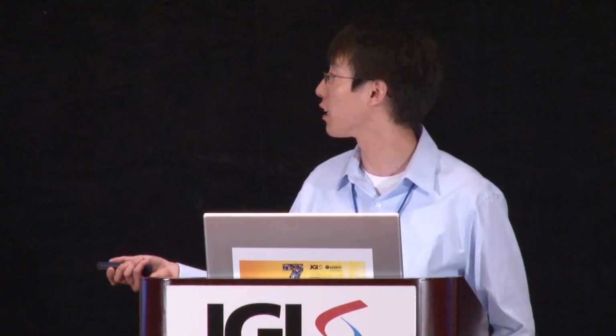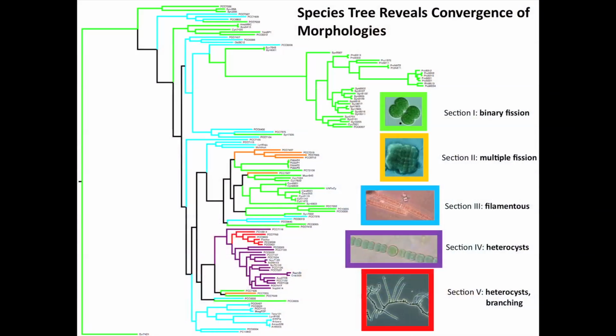However, other morphologies, such as the ability to undergo cell differentiation to make these heterocyst cells, are much more complicated. And that's displayed here because that characteristic has only been gained once in the entire cyano tree. Furthermore, the ability to have branching filaments also seems to be relatively complicated, as this has only arisen once.